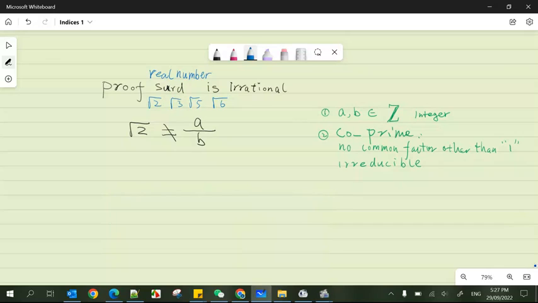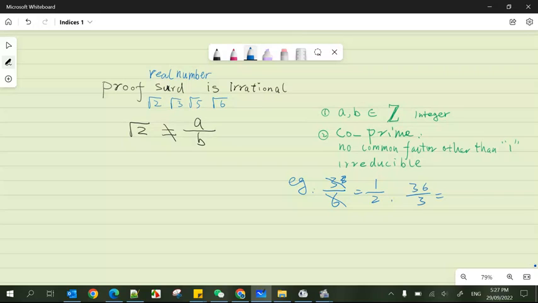For example, let's see two integer numbers, 3 and 6. 3 is an odd number, 6 is an even number. Are they co-prime? 3 is prime, 6 is not a prime. But when they are put together, are they co-prime? They are not, because they share a common factor, 3. 3 divided by 3 is 1, 6 divided by 3 is 2. So they are reducible. They can be simplified.